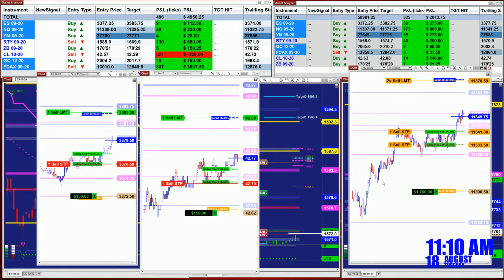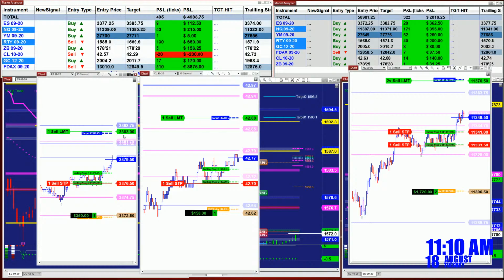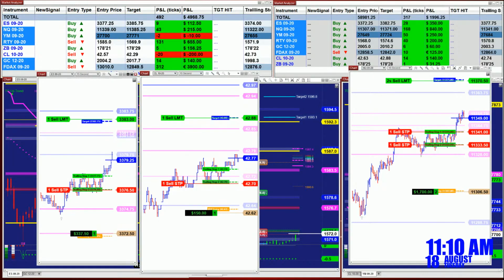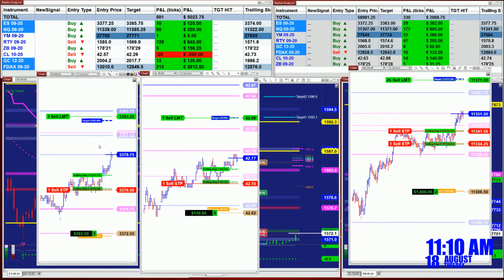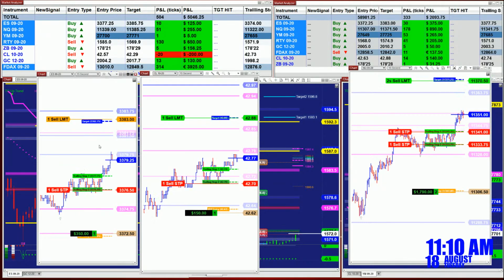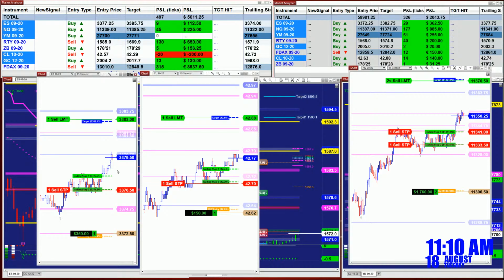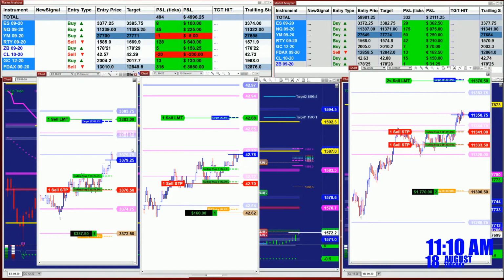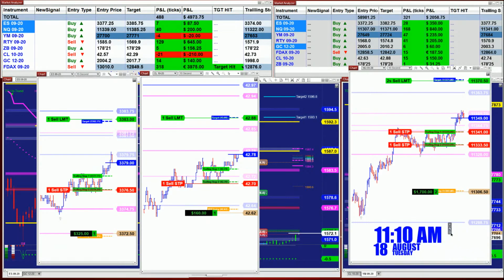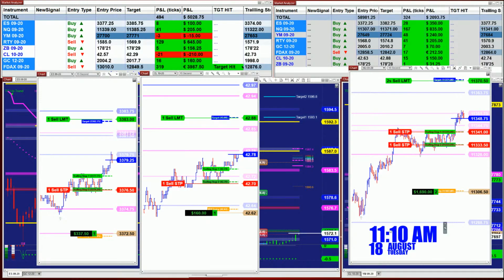Look what happened. We just covered that on the YM a few minutes ago. We said when you see double support or double resistance, most of the time the market is going to pull back on that. If we look at the ES, once it breaks the 79.75, it's going to approach the 3381. And now we are getting close to the lunch hour.